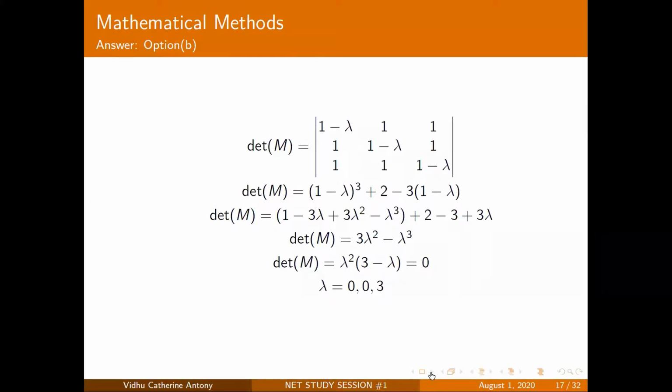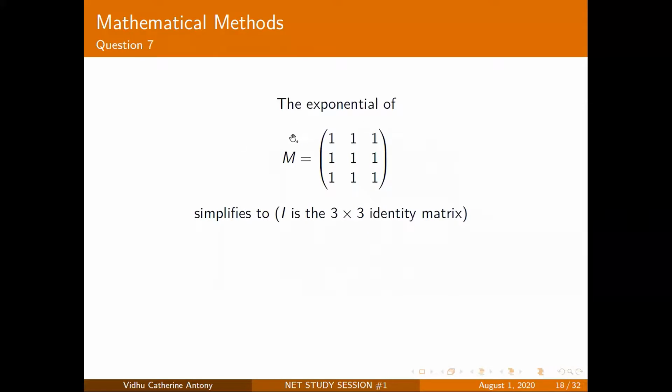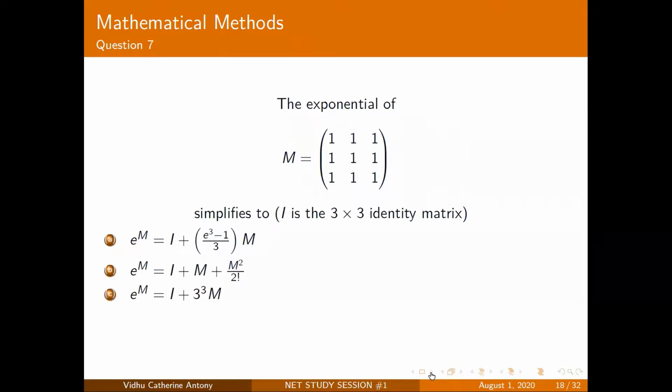Okay, so I'll move on to the next question. The exponential of the same matrix simplifies to, okay, I is basically your identity matrix and it's given in the options. So let's just look at the options that we have. Okay, so you have e power M is equal to I plus (e power 3 minus 1) divided by 3 into M. Okay, and these are the several options that are given to you.